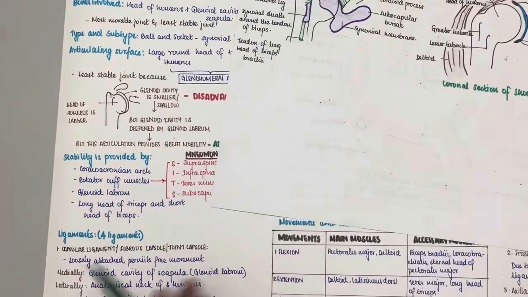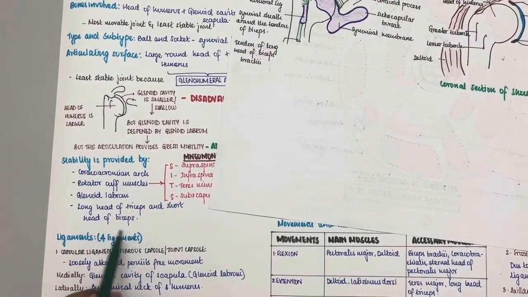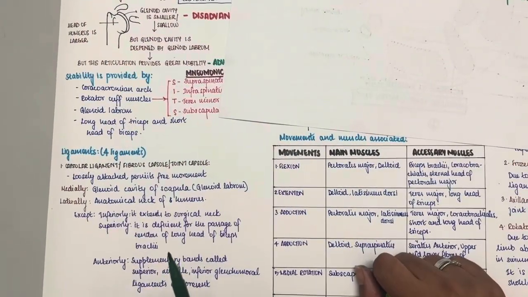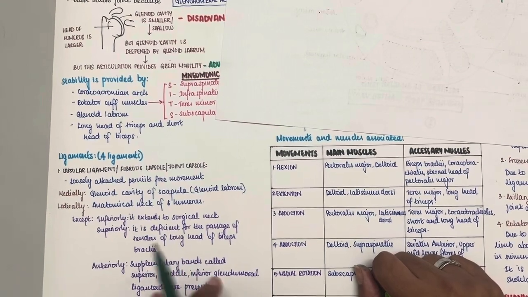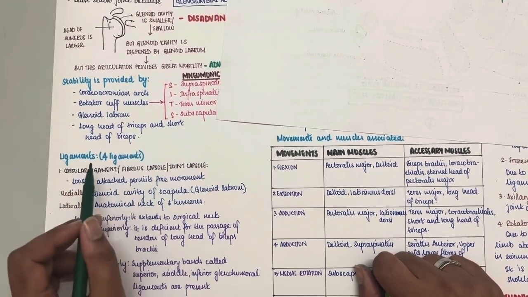And the last one is large head of triceps and short head of biceps. Next, let's see about the ligaments. There are four main ligaments and two accessory ligaments. First, let's see about the four main ligaments.